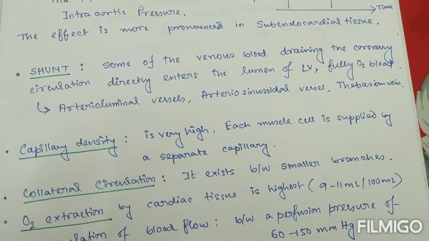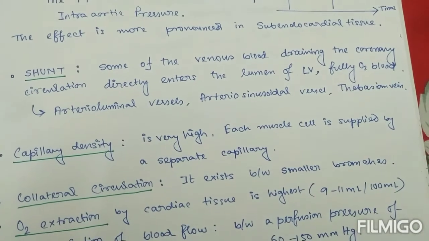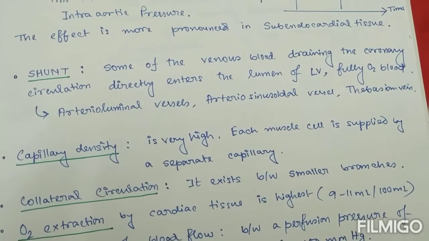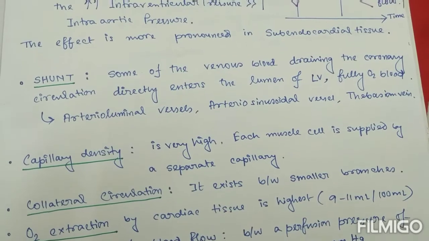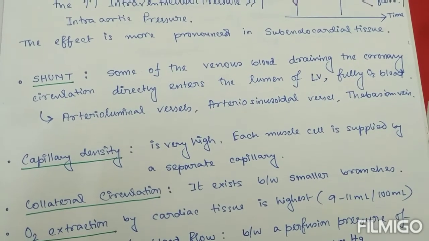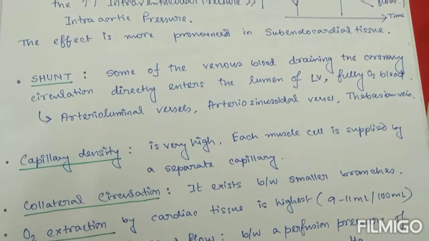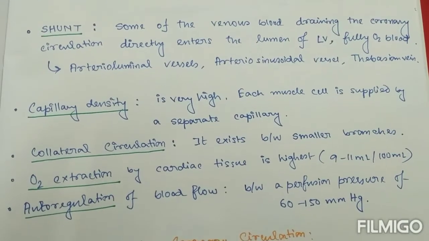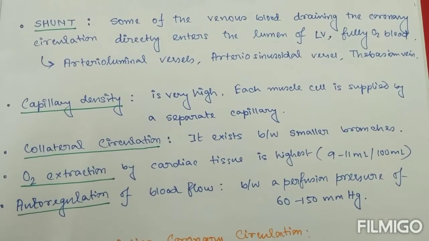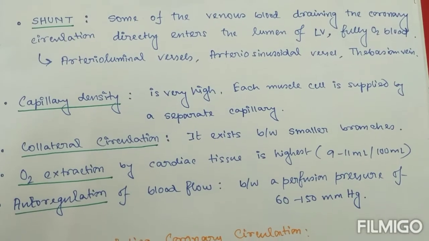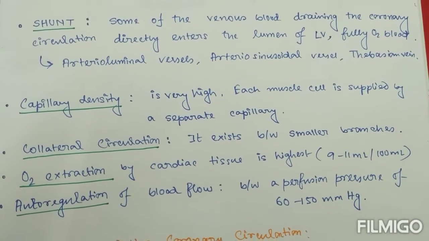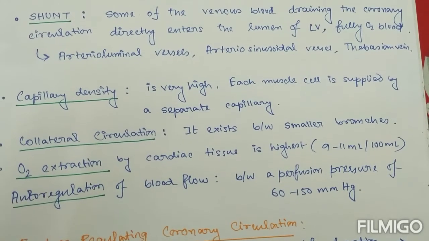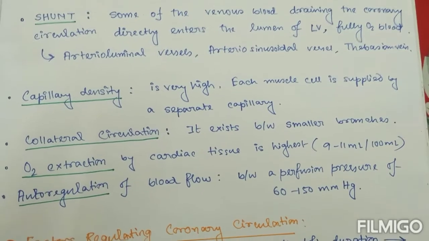Other unique features like shunt. Some of the venous blood draining the coronary circulation directly enters the lumen of left ventricle, which is fully oxygenated. And these are arterioluminal vessels, Thebesian veins, some arteriosinusoidal vessels, causing a physiological shunt. Capillary density is very high. Each muscle cell is supplied by a separate capillary, and that is required because cardiac muscle has to work constantly. So each muscle cell has specific capillaries.